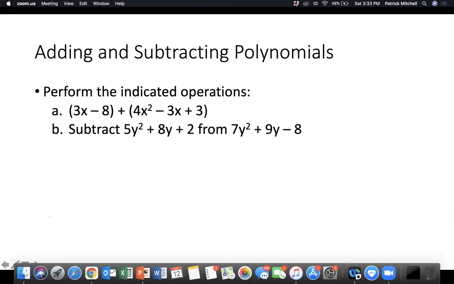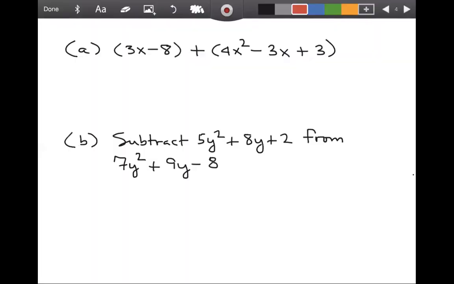All right, so first example, 3x minus 8 plus 4x squared minus 3x plus 3. First of all, remember that since we are adding these two polynomials, that means the parentheses don't really do anything. So we might as well take them down. And then I'm going to look for all my like terms.